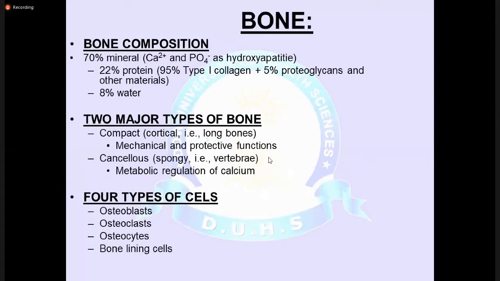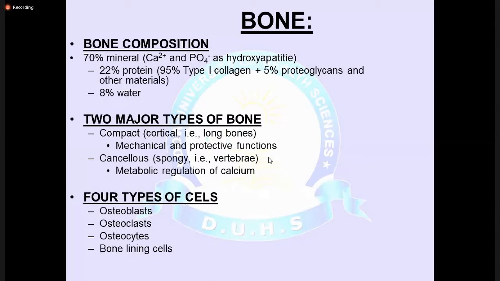The matrix is basically composed of protein fibers called collagen fibers, and these collagen fibers are embedded in the gelatinous ground substance. These collagen fibers form about 90% of the bone, and the ground substance is formed by ECF and proteoglycans. The proteoglycans are chondroitin sulfate and hyaluronic acid, which are concerned with the regulation and deposition of bone salts.